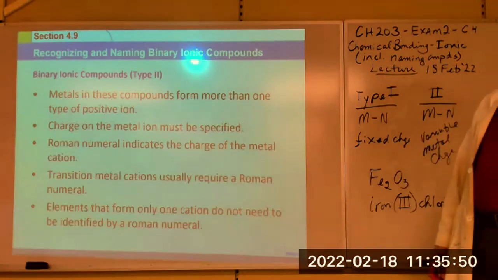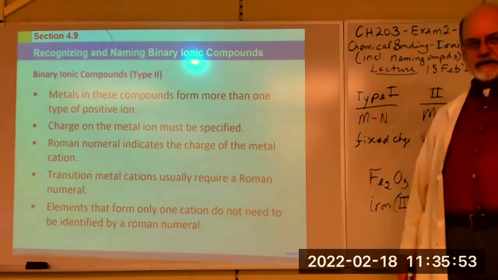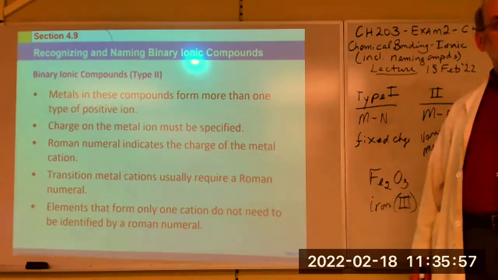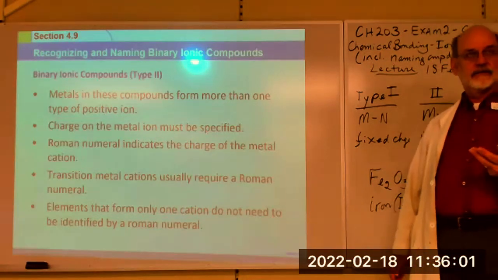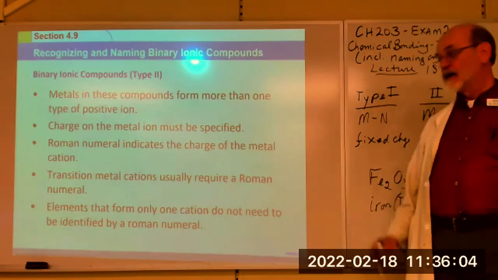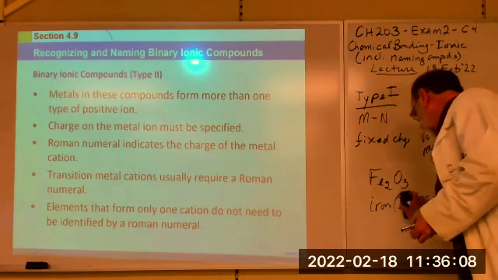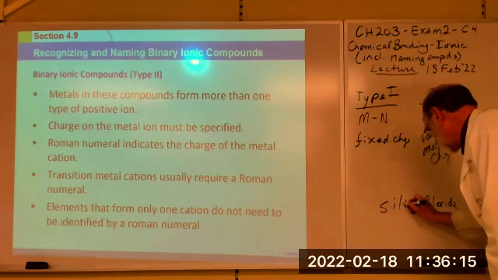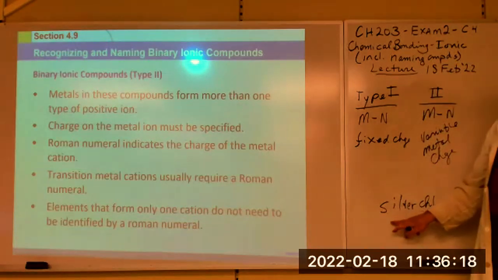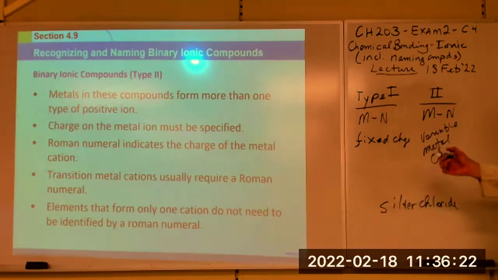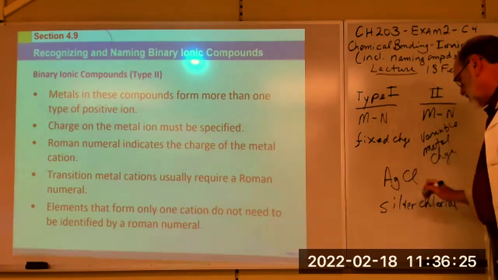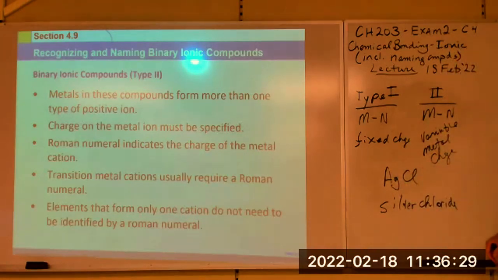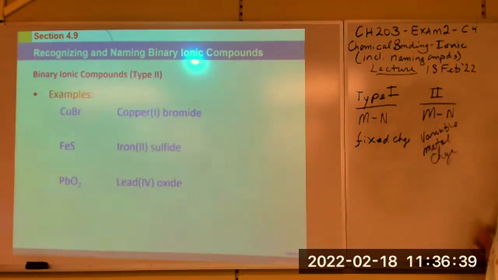Now, the transition metals that are fixed charge, zinc 2 plus, cadmium 2 plus, silver 1 plus, those would fit into the type 1 compounds because they only have one possible charge. So if we said, instead, if we said this, silver chloride, we would not have to say what the charge is on silver because it's only one possible charge. And then we would write it plus one minus one. That's it. Okay. Type one, type two. You may have already guessed there's a type three. Oh, we got to get through some examples first.